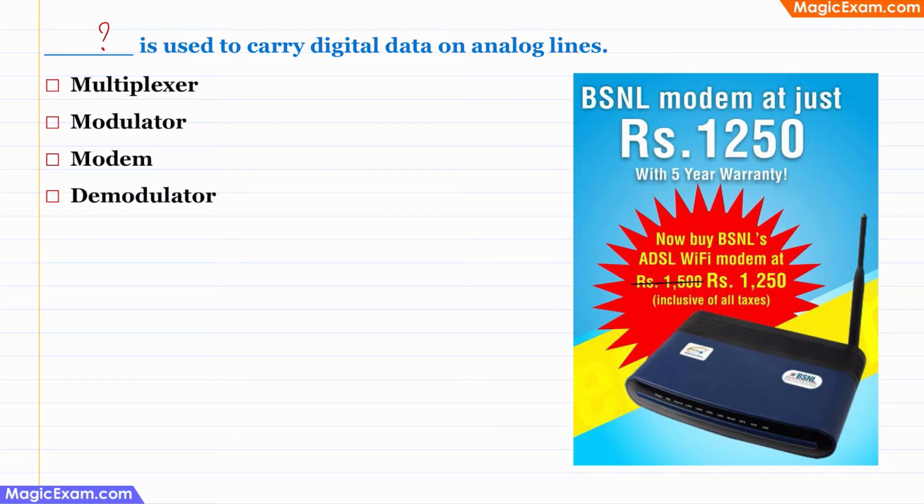Which of the following is used to carry digital data on analog lines? At home, if you are using a telephone line to connect to the internet, then you'll be using a modem. So a modem is a combination of a modulator and a demodulator. A modem can carry digital data over an analog telephone line. So if you are using a BSNL connection or any other connection where you connect to the internet over a copper telephone line, then you'll be using a modem to connect to the internet.